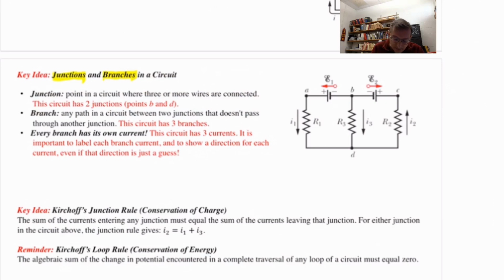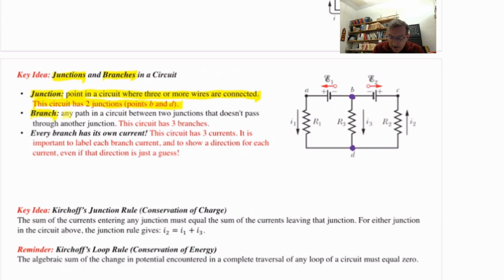All right, here's the concept of a junction in a circuit. It is a point in a circuit where three or more wires are connected. Three or more wires. So of the points we've highlighted in this circuit, two of them are junctions. The point labeled B is a junction, because there are three wires connected together. And the point labeled D is a junction, because there are three wires connected together. So this particular circuit has two junctions, points B and D. Okay, that's a junction.